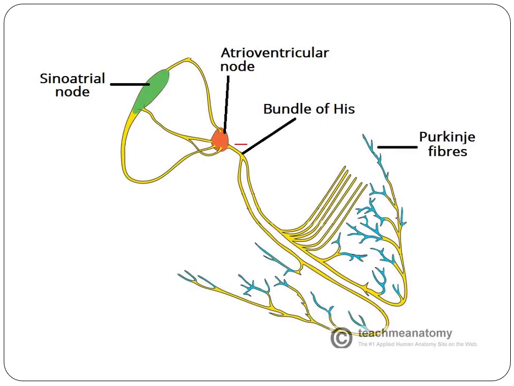This is the bundle of His and extends on either the right part of the heart or the left part of the heart. If it extends in the right part, of course, it's called the right bundle branch. If it extends on the left, it's called the left bundle branch. And this bundle of His will ultimately form the Purkinje fibers, which is located at the apex of the heart.